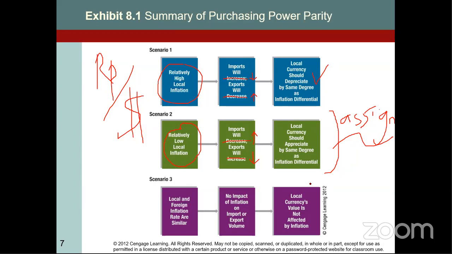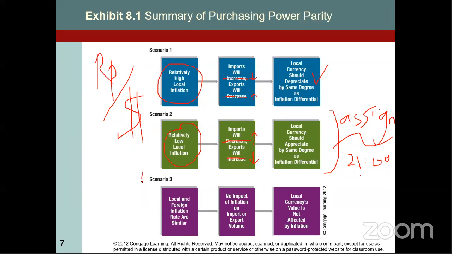Let's say the deadline is 9 p.m., 21:00, from now. So 9 p.m. today. Okay. Just explain this scenario two. How you explain the scenario two.